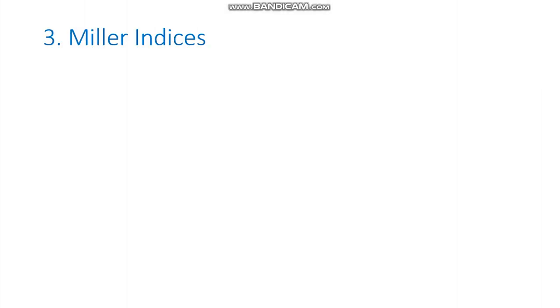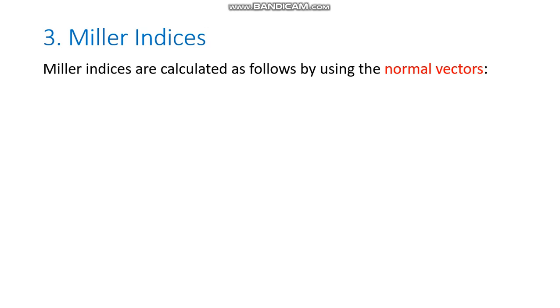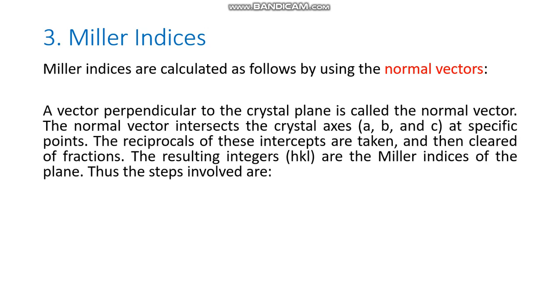So the third point is Miller indices. We already have had some idea about the Miller indices. These are generally calculated by using the normal vectors. So what is a normal vector? It is nothing but the vector that is perpendicular to any crystal plane.